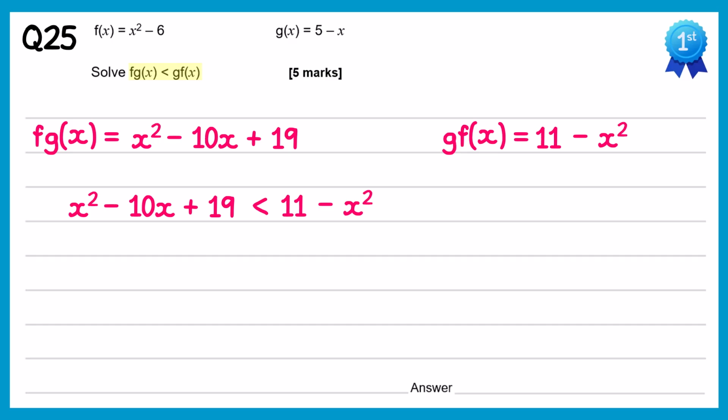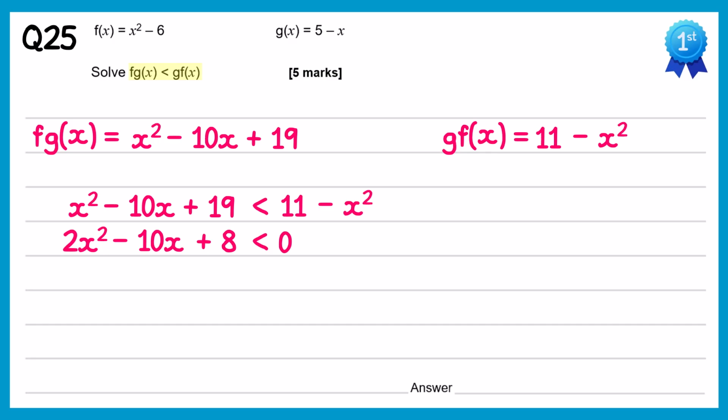We're going to get all of the terms on the left-hand side so that the right-hand side is 0. To do this, we would need to add x squared. On the left-hand side, there's already an x squared, and if we add an x squared, we get 2x squared. We've got minus 10x on the left-hand side, which will be unchanged. But to get rid of that 11 on the right-hand side, I need to subtract 11. So I'll subtract 11 from 19, which gives you 8.